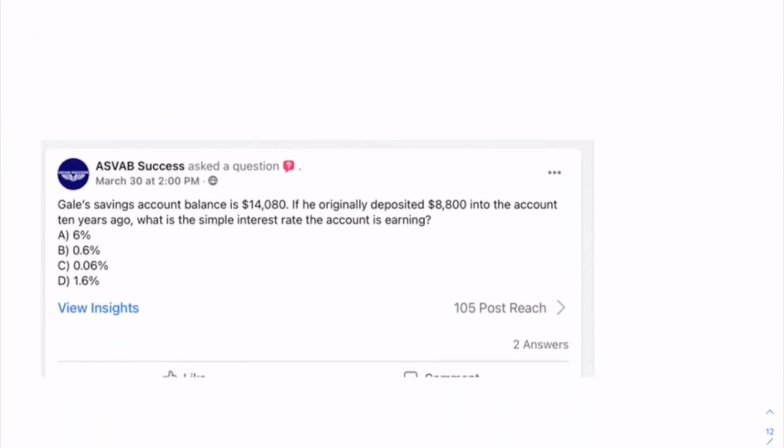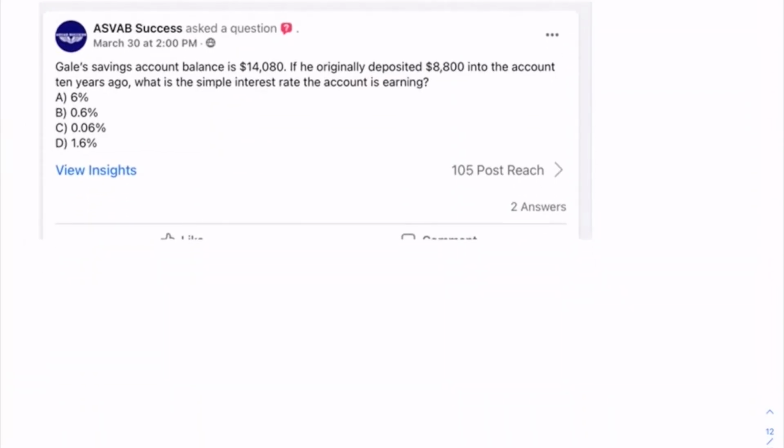We still have more questions to do. So next question says, Gail's savings account balance is $14,080. If he originally deposited $8,800 into the account 10 years ago, what is the simple interest rate the account is earning? Okay, so here, this statement right here, simple interest, tells us that this is a simple interest question, and we're going to use the equation I equals principal, so interest equals principal times the simple interest rate times time.